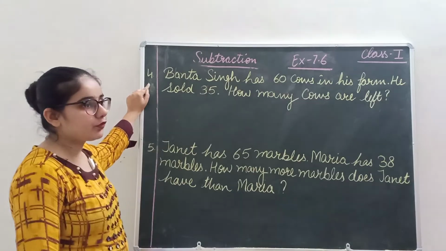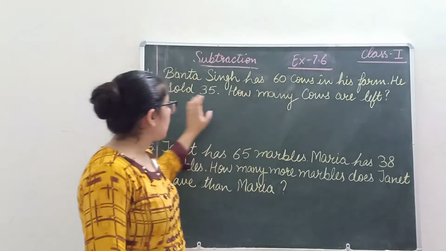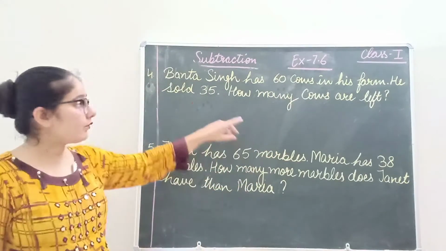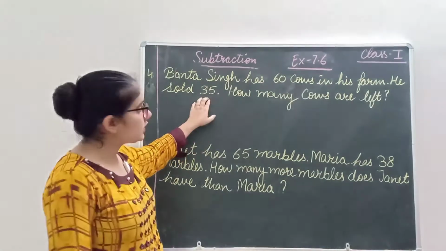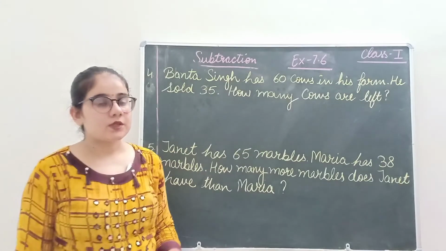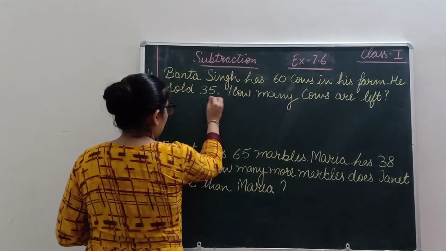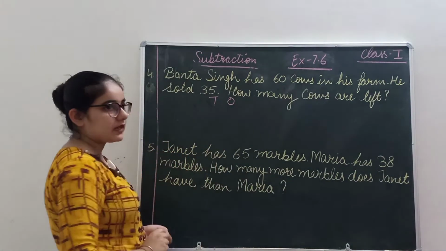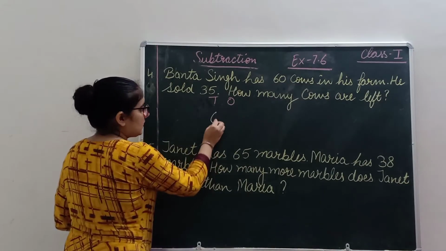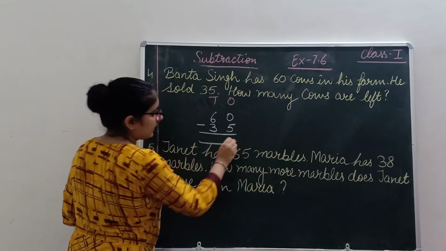Now come to question number 4, problem sums. Banta Singh has 60 cows in his farm. He sold 35. How many cows are left? Again, we have total number of cows, then sold out. Then we have to find leftover part. So that means this is sum of subtraction. Now write places on top, tens and ones, because both numbers are two-digit numbers. Then write 60 and 35. 60 minus 35.